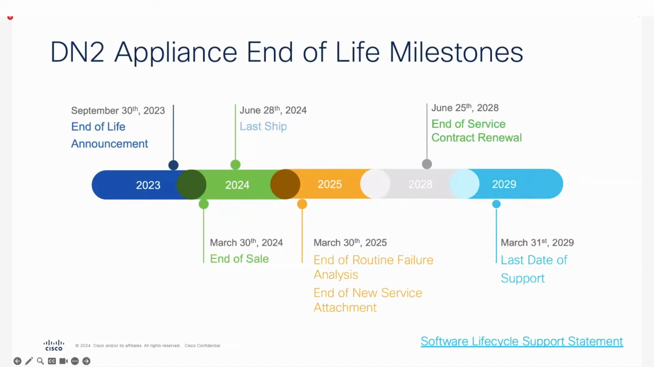For the DN2, we have similar end of life milestones. We announced the end of life on September 30, 2023. The end of sale will occur on March 30, and the last day of shipping will be by mid-year 2024. So if you are going to order a new hardware appliance, please be aware of this. Check with your sales team so you can place a new DN3 appliance order if you're ordering during the rest of the year. The last day of support, as you can see, is still March 31st of 2029.